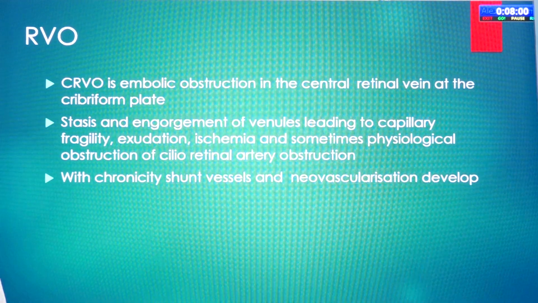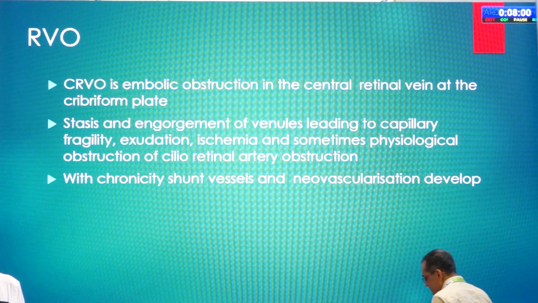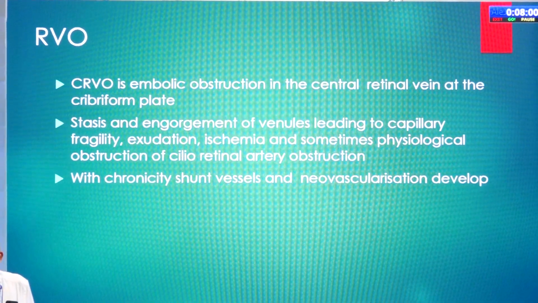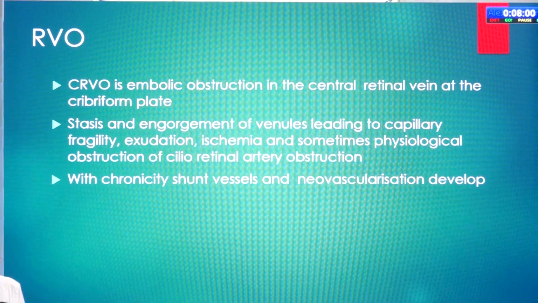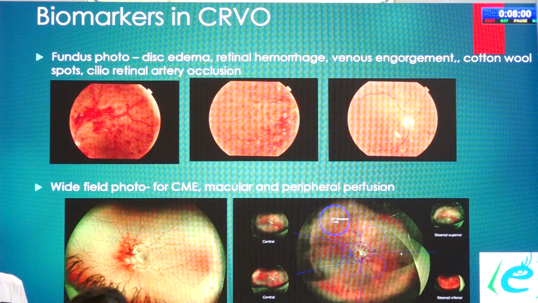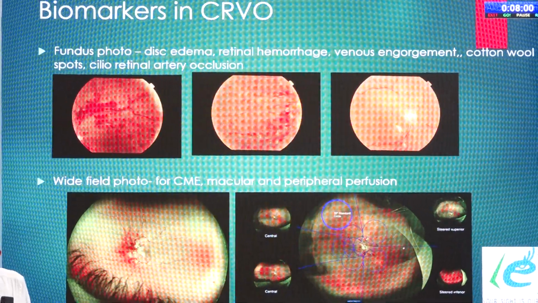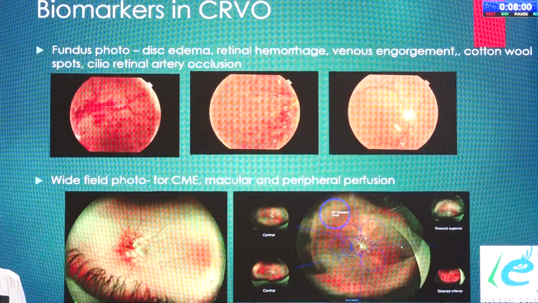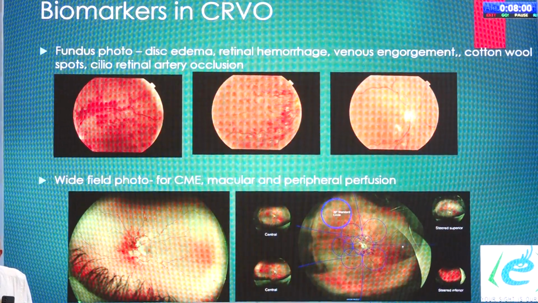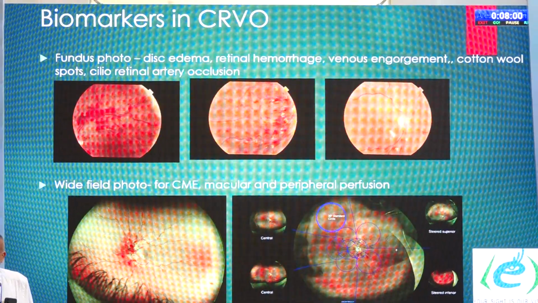We all know that CRVO is embolic obstruction in the central retinal vein at the cribriform plate, with stasis and engorgement of venules leading to capillary fragility, exudation, ischemia, and sometimes physiological obstruction of cilioretinal artery. With chronicity, shunt vessels and neovascularizations develop. The non-invasive biomarkers are the fundus photo, where we see disc edema, retinal hemorrhages, venous engorgement, cotton wool spots, cilioretinal artery occlusions. In the wide field, additionally, we get an idea of the perfusion in the periphery.